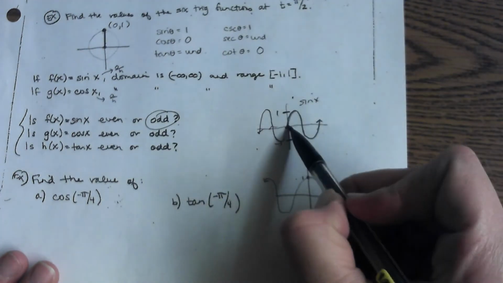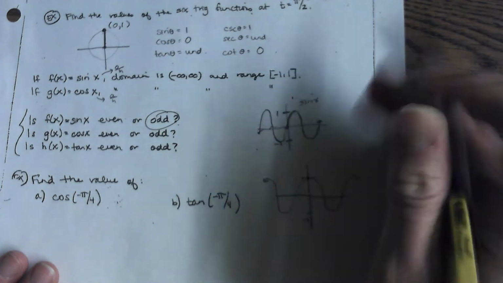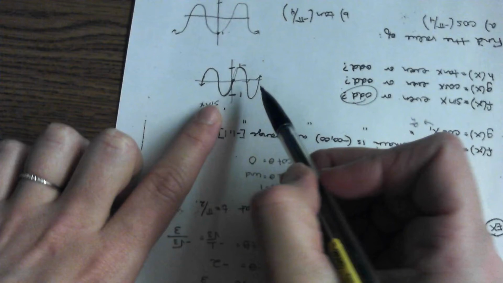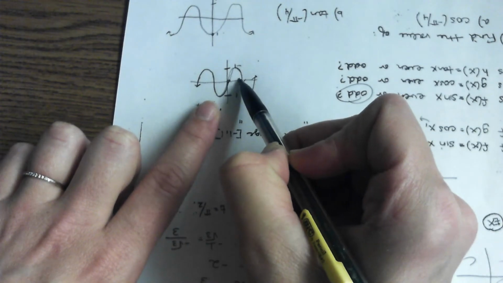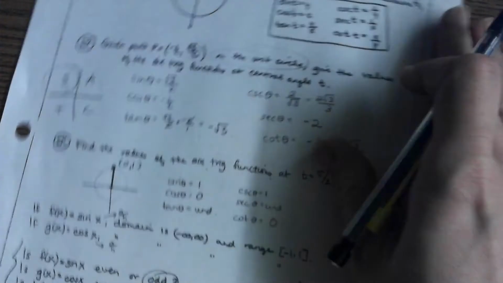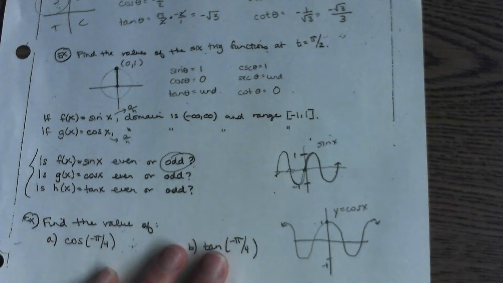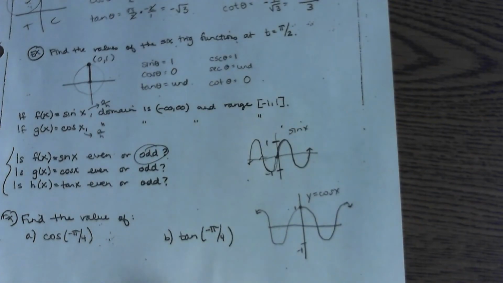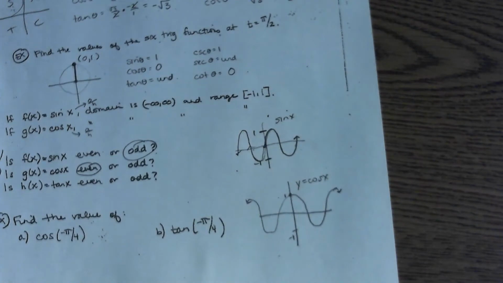Like, for example, watch me as I flip it. It starts at 0, 0, and it goes up through the first quadrant. If you flip it upside down, it starts at 0, 0, and it goes up through the first quadrant. So it's the same right side up as it is upside down. How about cosine of x? What's that? Even, odd, or neither, Sarah? Even, because it's symmetrical to the y-axis.